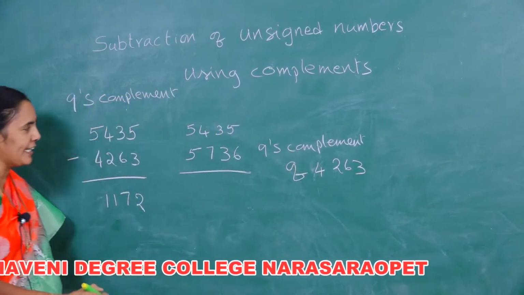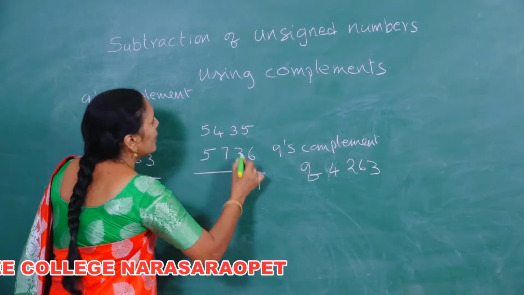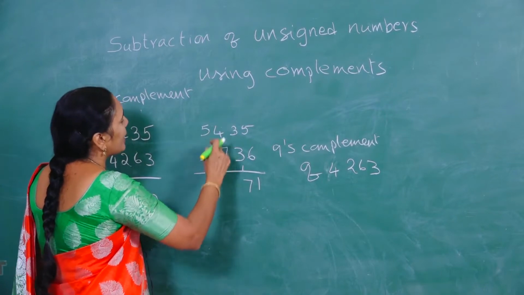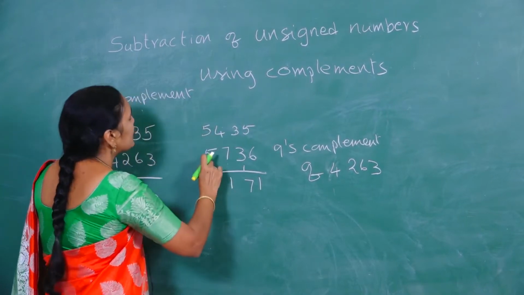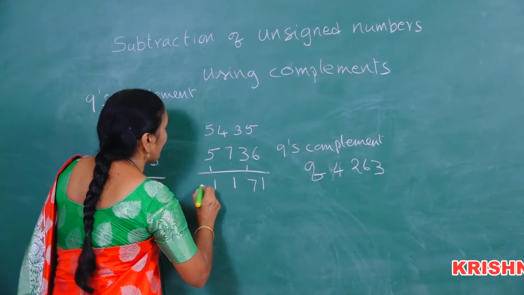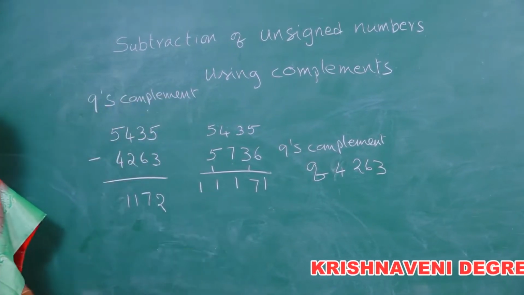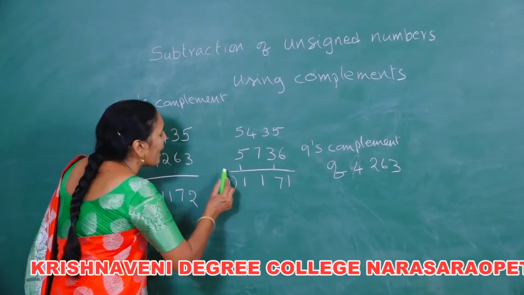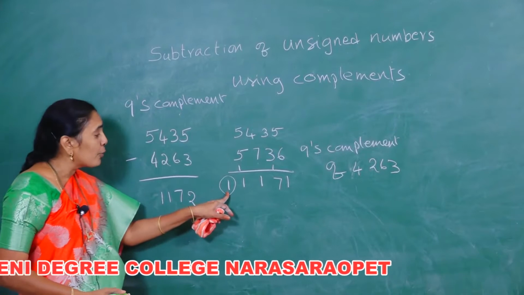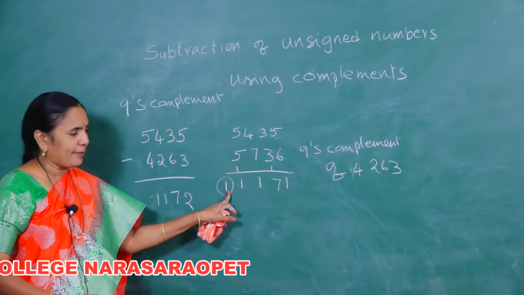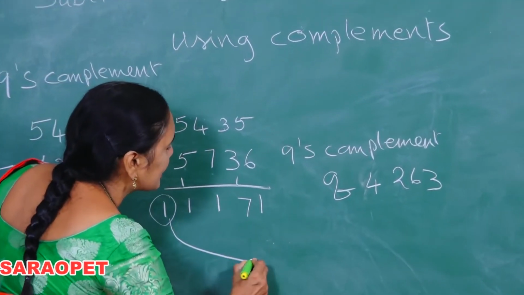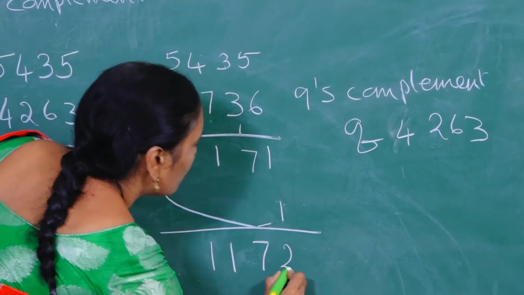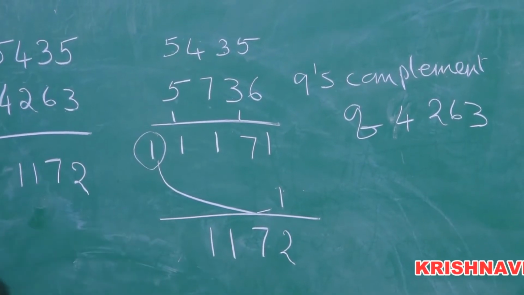So now do the direct addition. 5 plus 6 is 11, 3 plus 3 plus 1 is 7, 4 plus 7 is 11, 5 plus 5 plus 1 is 11. Here in the previous 10's complement subtraction, we have ignored the carry, but here you have to perform the end-around carry, that is we have to add this to the LSB, which gives 1172, the required answer.